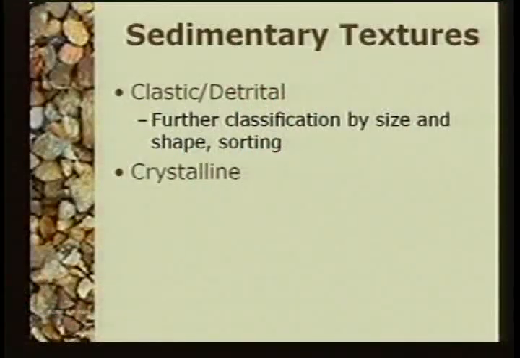Not as an evaporite, but as pre-existing pieces or clasts of other rocks that have been transported, deposited, and over time lithified together. When we look at these clasts, we also want to look at the size, shape, and sorting of the clasts. Crystalline rocks won't be classified according to the size, shape of the particle. They're simply going to be evaporation of water leaving behind the minerals.